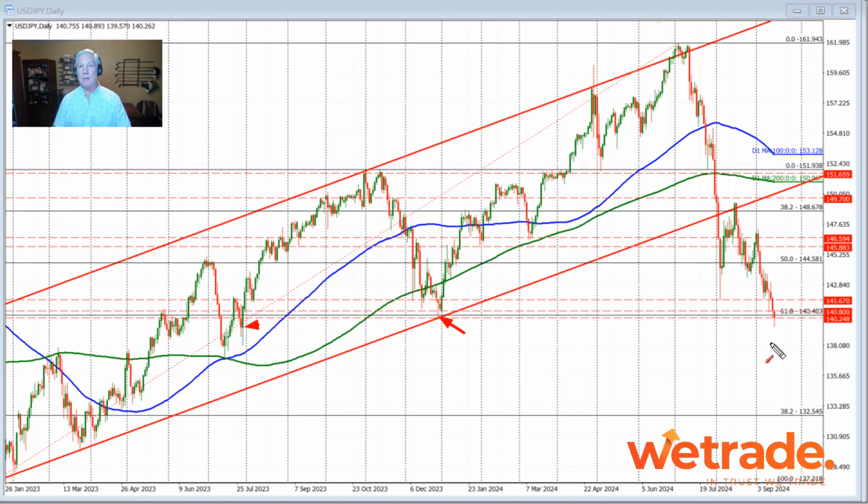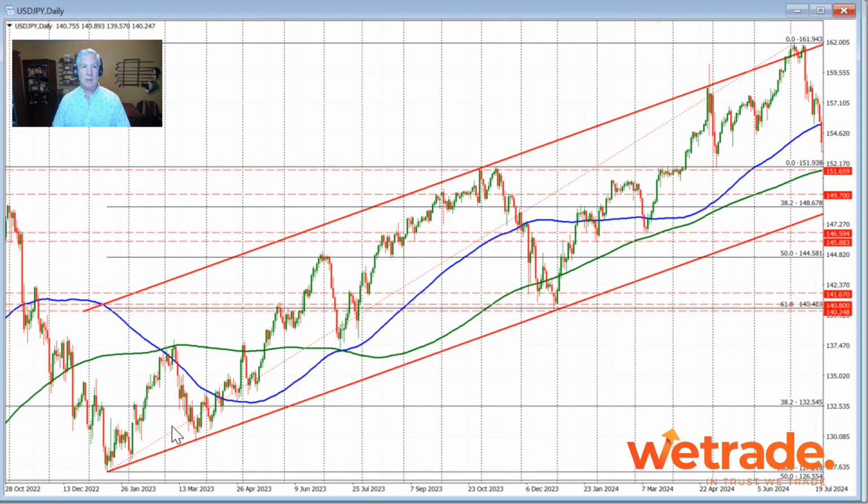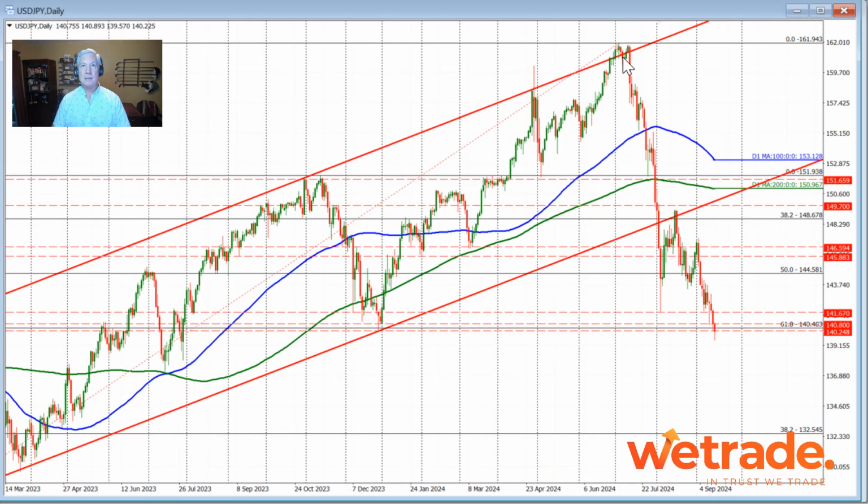We also moved away from the 61.8% retracement of the move up from, I'll go back here, from where it's up from. It's up, well, not far from this December 2022 low to the high price that we saw in the month of July. So falling below that level was also more bearish. And we moved down to, again, the new low going back to July of 2023.